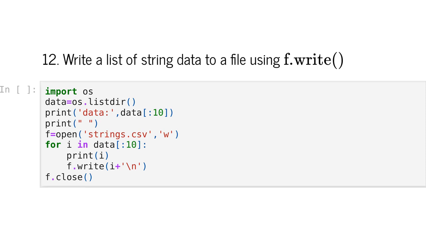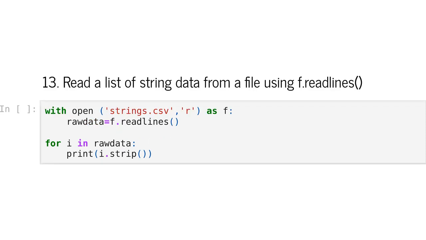Then, it opens a new file named strings.csv in write mode. A for loop iterates through the first 10 strings i in the data list. Inside the loop, each string i is printed to the console, and then f.write(i + '\n') writes the string i, followed by a newline character, to the file strings.csv. This ensures each file name appears on a separate line in the output file. Finally, f.close() closes the file.